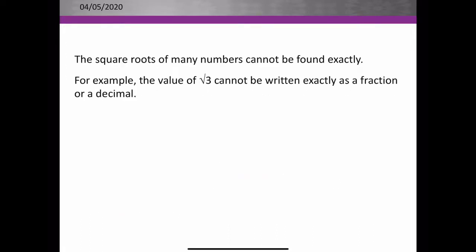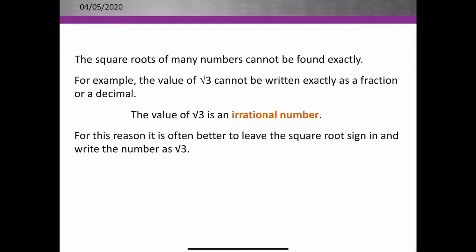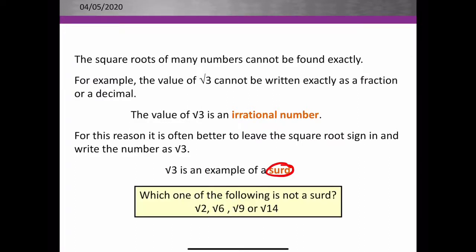The square root of many numbers cannot be found exactly. For example, the value of the square root of 3 cannot be written exactly as a fraction or decimal. The value of the square root of 3 is an irrational number. For this reason, it is often better to leave the square root sign in and write the number as root 3. And root 3 is an example of a surd. So which of these numbers down here is not a surd? If you've done it correctly, it should be the square root of 9, because the square root of 9 is actually 3, which is a proper number.